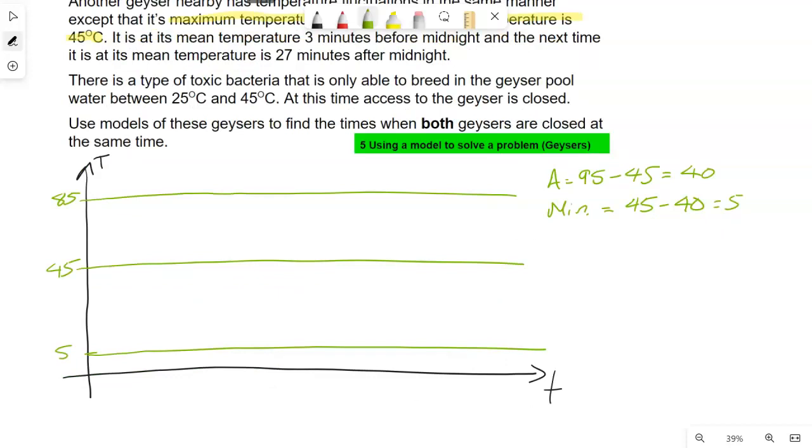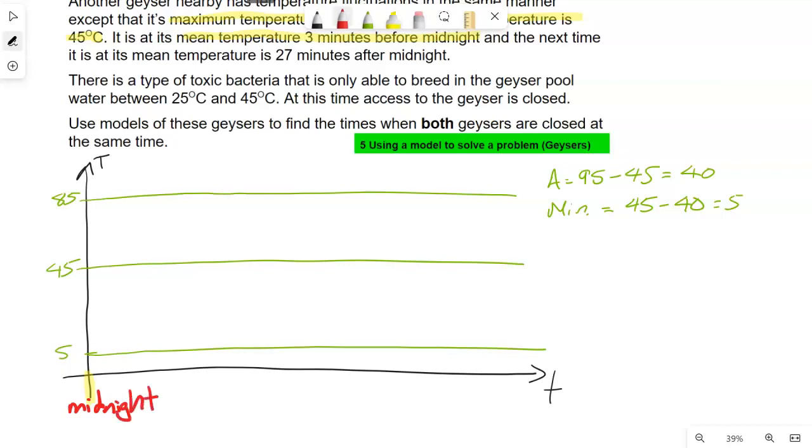This is where this is different here. It's at its mean temperature 3 minutes before midnight. So remember, time is equal to 0 here. This is midnight, isn't it? So that's midnight.